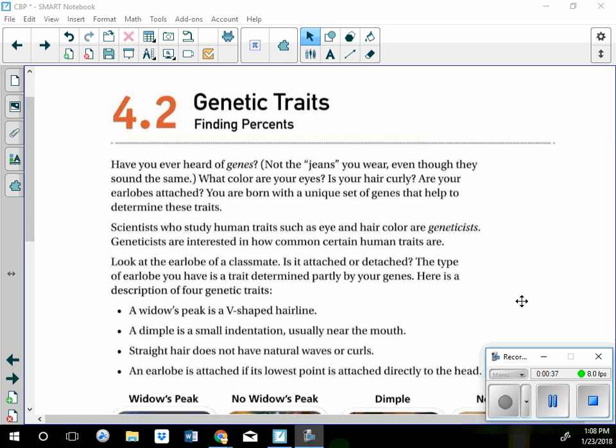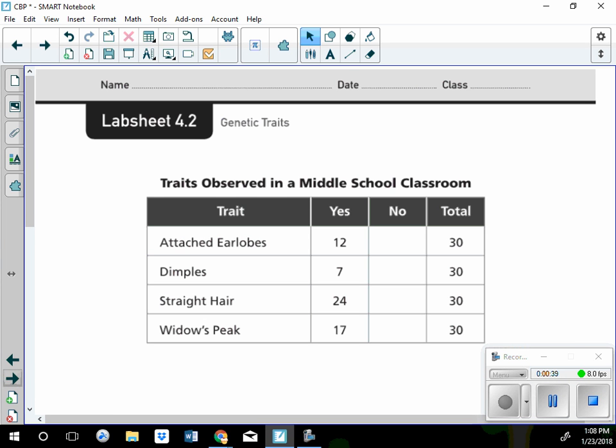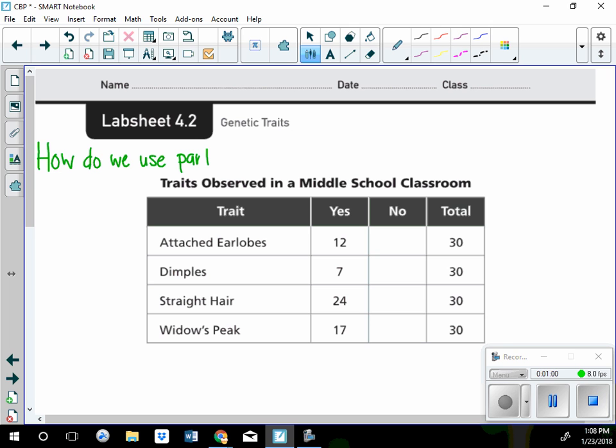On your lab sheet that I just passed out, at the top I'd like you to write your objective for today. And that's, how do we use part and whole to find a percentage? So write it right at the top. How do we use part and whole to find a percentage?